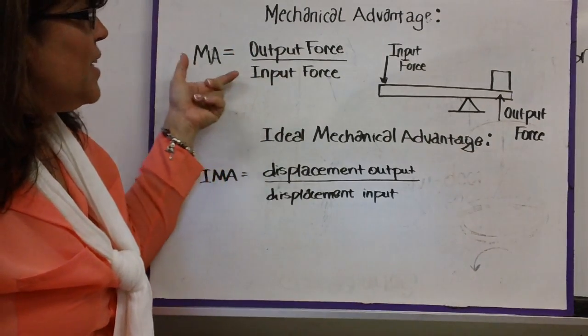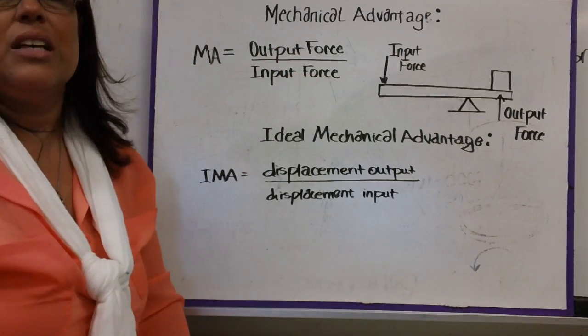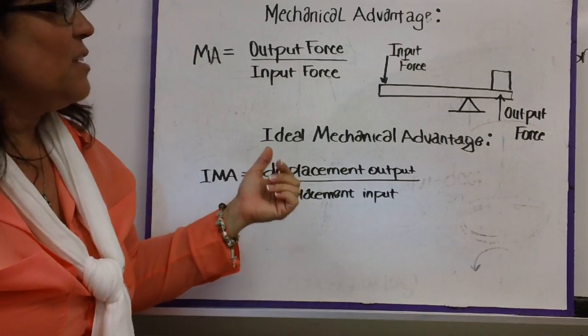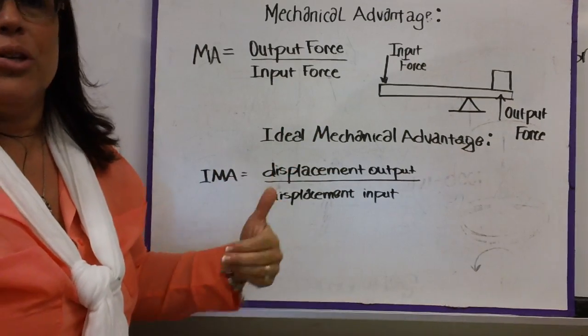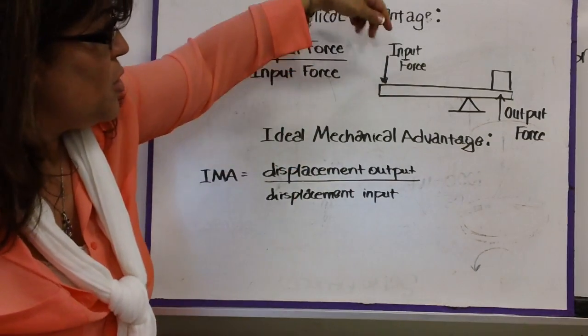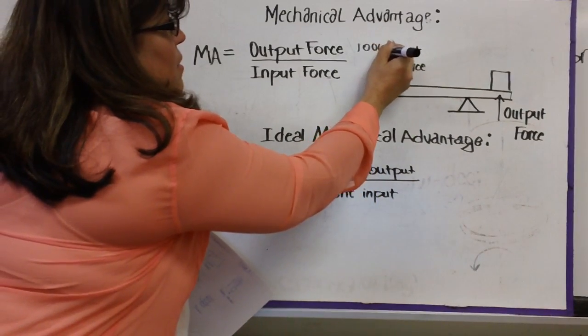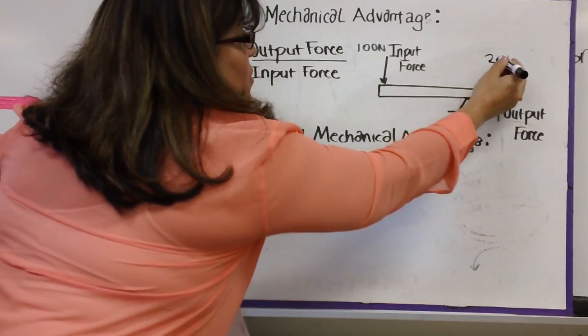So if I put in 100 newtons worth of force, but I get 200 newtons worth of force out, then I have a mechanical advantage of 2. So meaning that it's 2 times the output over the input. So here, if I'm pushing down here with 100 newtons, but it allows me to lift 200 newtons.